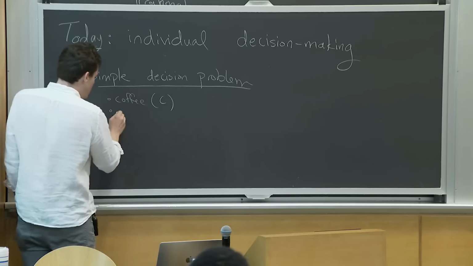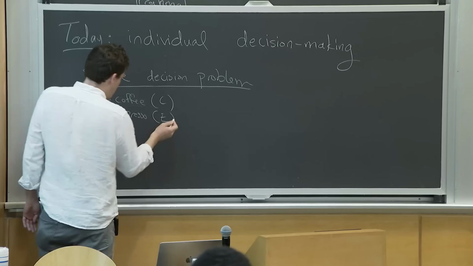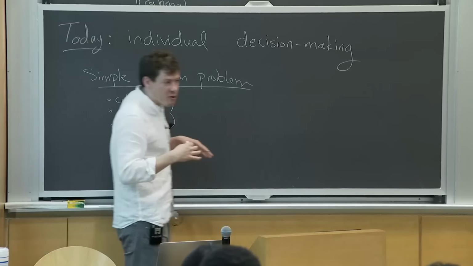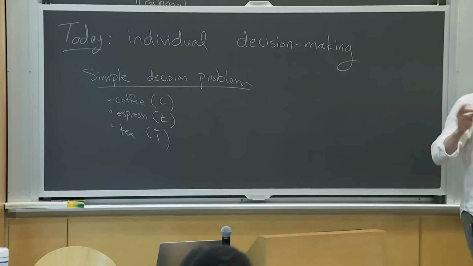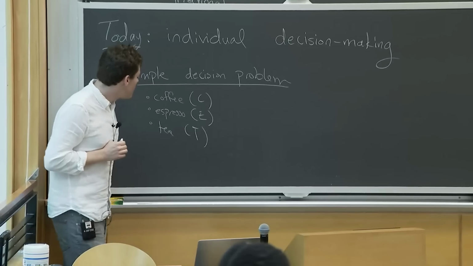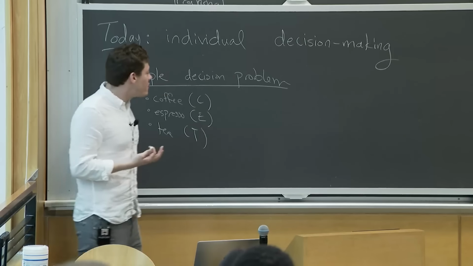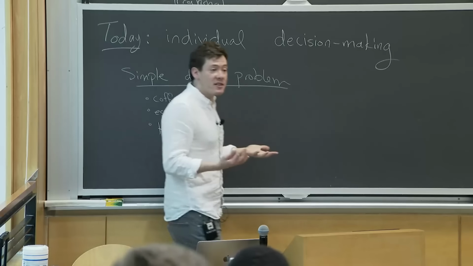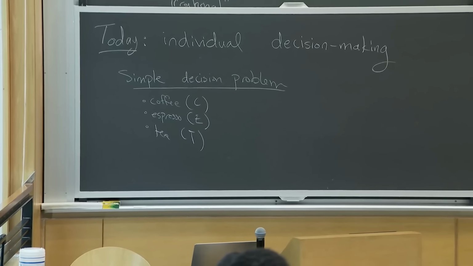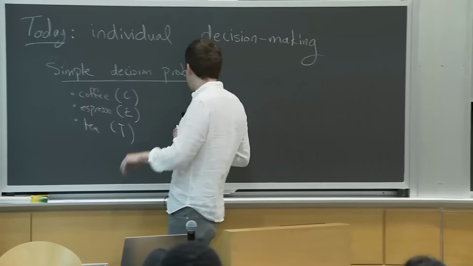Coffee, which I'll label C. Espresso, which I'll label E. And tea, which I'll label T. And let's not think about prices. Of course, maybe coffee's cheaper, but for now, let's not think about prices. You just get a choice. Your friend's paying. You're choosing between these three things. The first component that we need to think about in this decision problem is, what are these preferences? Remember, we said that we're studying decision makers who consistently maximize some sort of preference. So we need to specify this agent's preferences.